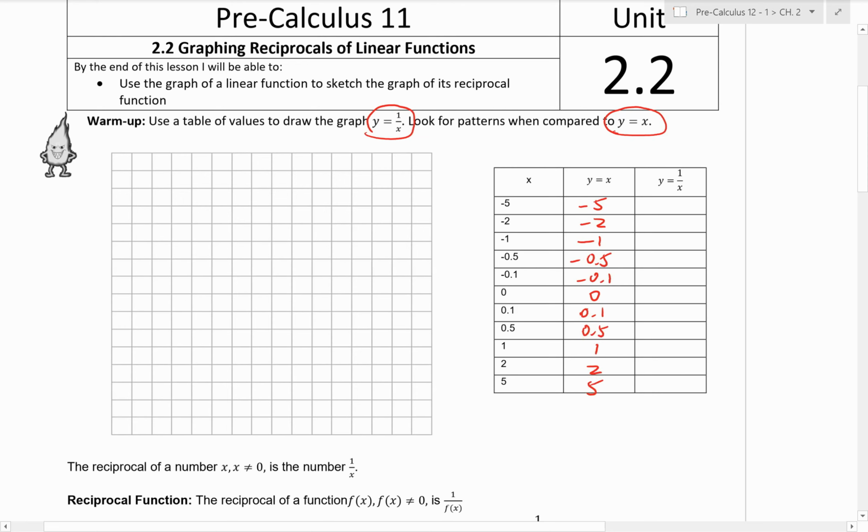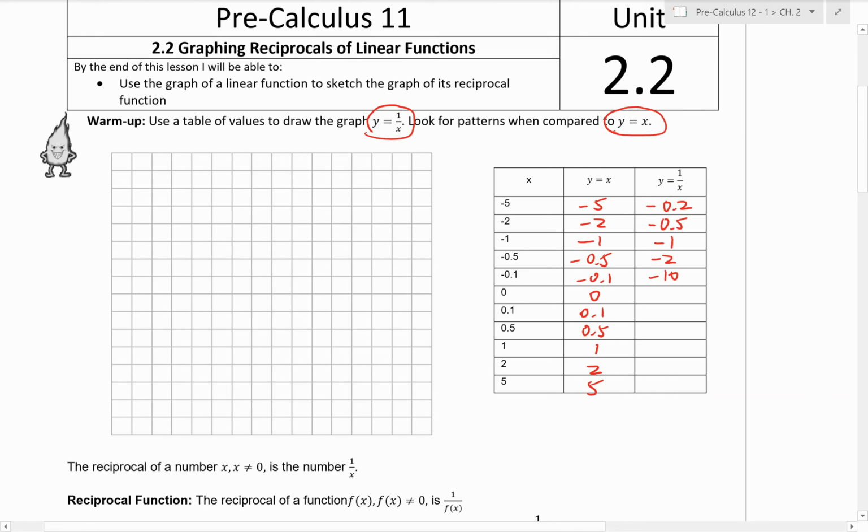Now, what we are going to do next is take these values and then take the reciprocal of those values. So reciprocal, recall, means 1 divided by whatever number that we had. Okay, so 1 over its original value. So we're going to take 1 divided by -5. This is going to give us negative 0.2. We are going to take 1 divided by -2. That will give us negative 0.5. 1 divided by -1 is -1. 1 divided by -0.5 is -2. 1 divided by -0.1 is -10.